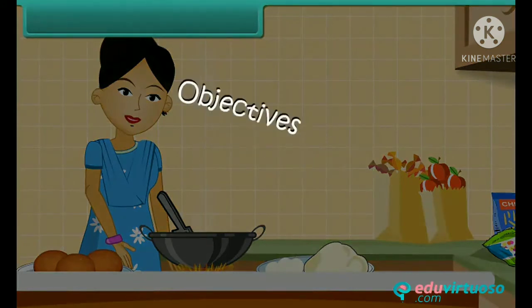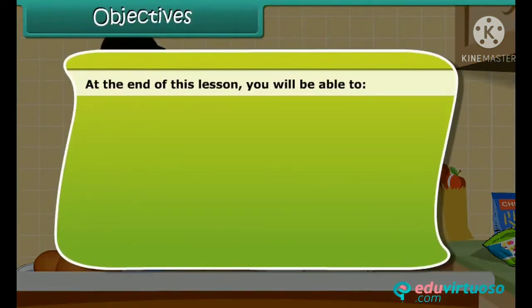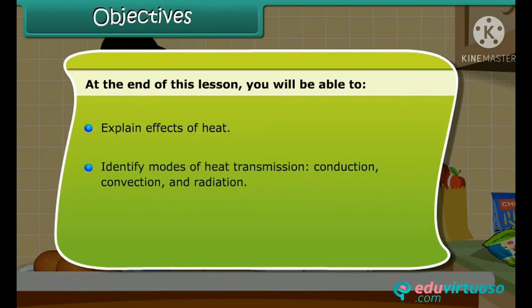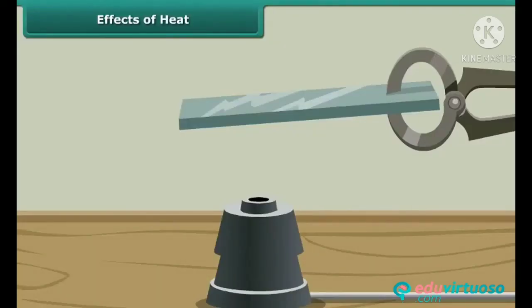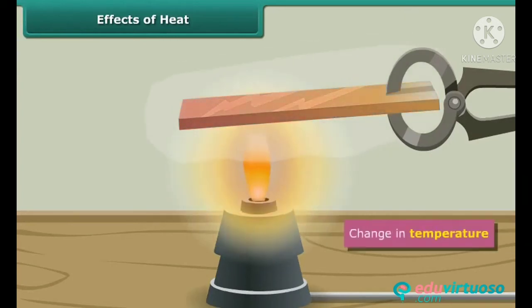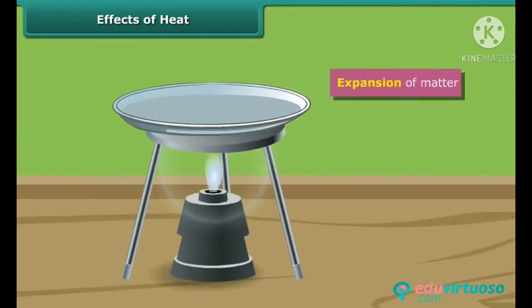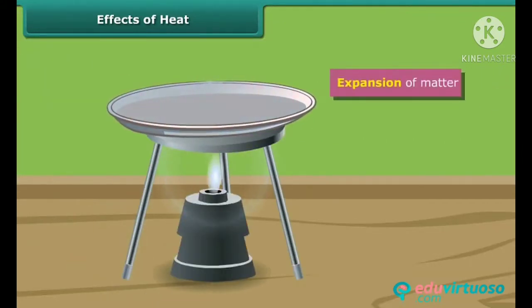Objectives. At the end of this lesson, you'll be able to explain effects of heat, identify modes of heat transmission, conduction, convection, and radiation. Explain good and bad conductors of heat. When an object is heated, it undergoes many changes. The object becomes hotter. The object may expand or contract in size. A substance may change its state when heated.